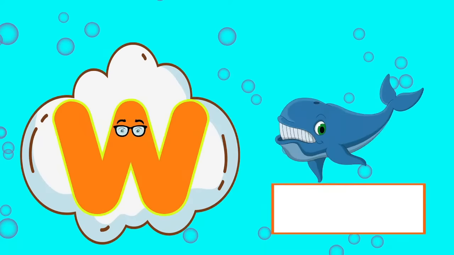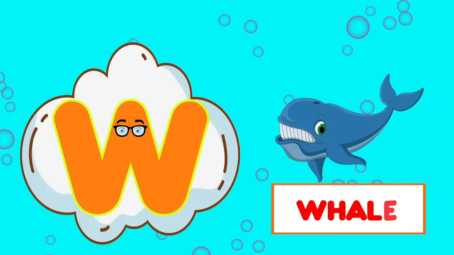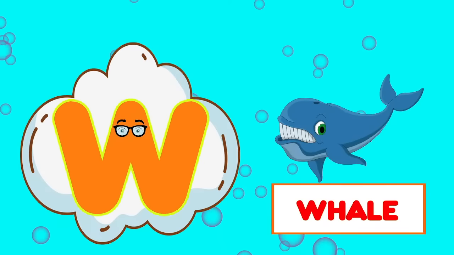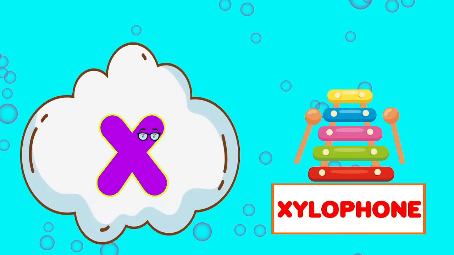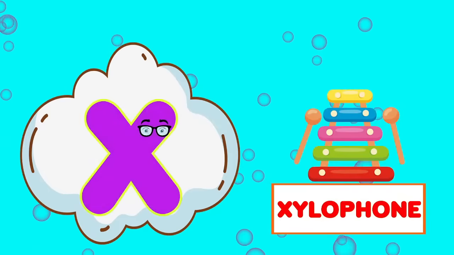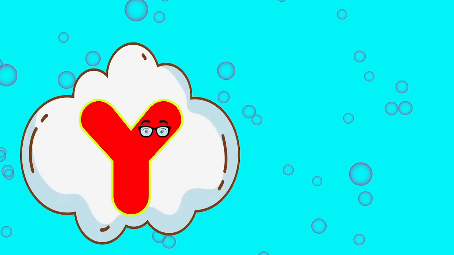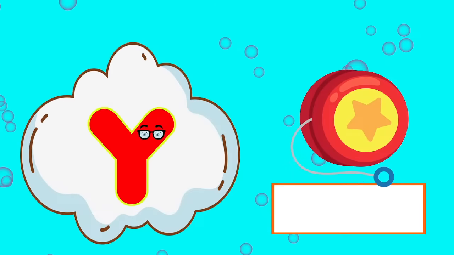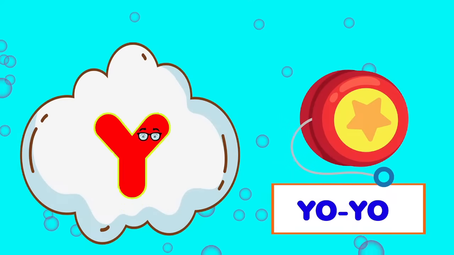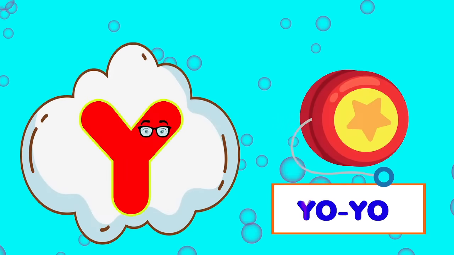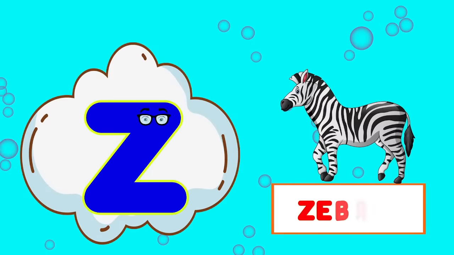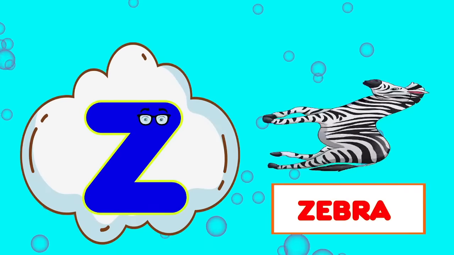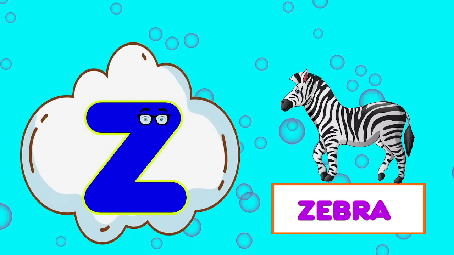W is for whale, w, w, whale, W, whale. X is for xylophone, z, z, xylophone, X, xylophone. Y is for yo-yo, y, y, yo-yo, Y, yo-yo. Z is for zebra, z, z, zebra, Z, zebra.